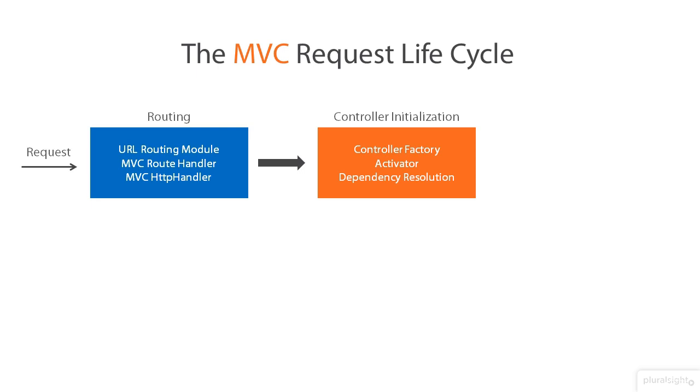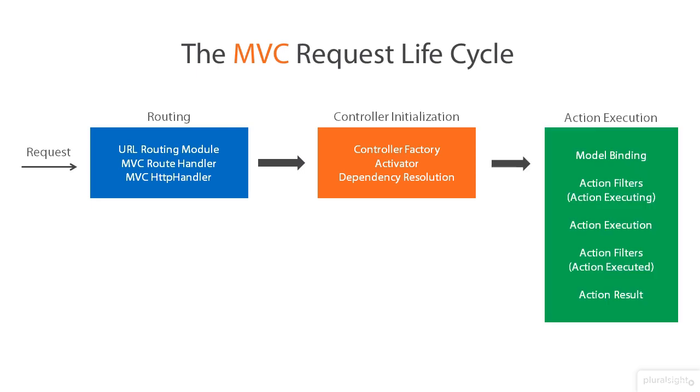After the controller has been created, the next major step is action execution. A component called the action invoker finds and selects an appropriate action method to invoke on our controller. Before the method is called, model binding takes place, which maps data from our HTTP request to parameters on our action methods. Action filters are also called before and after the method produces an action result. There's a lot going on in this stage, so we'll be sure to look at this one in depth later in the course.